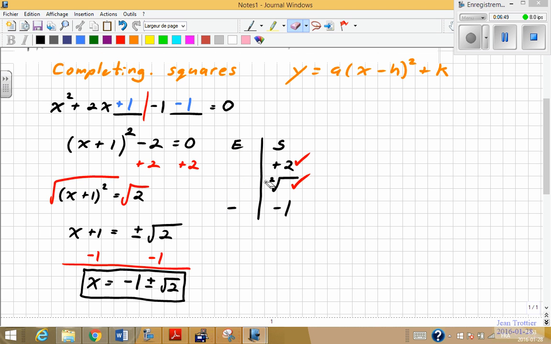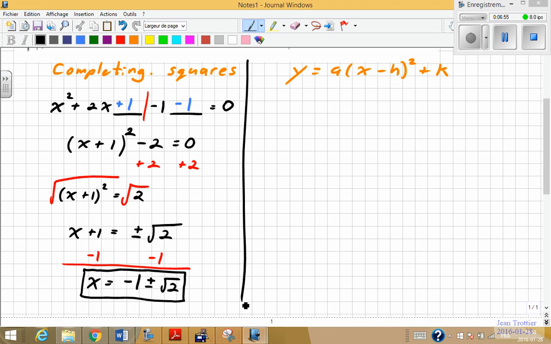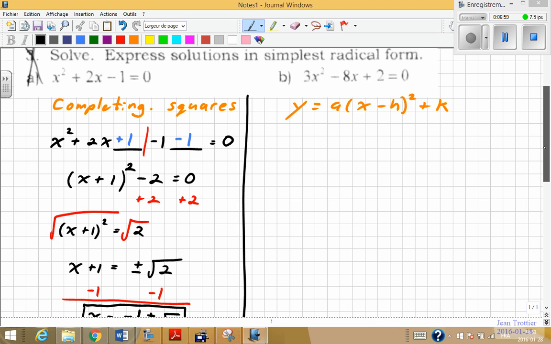So I'll just erase our little table here that was just there to help us. Now, b will be a bit longer because we have an a coefficient. That always complicates things a little bit. It starts off pretty much the same way.